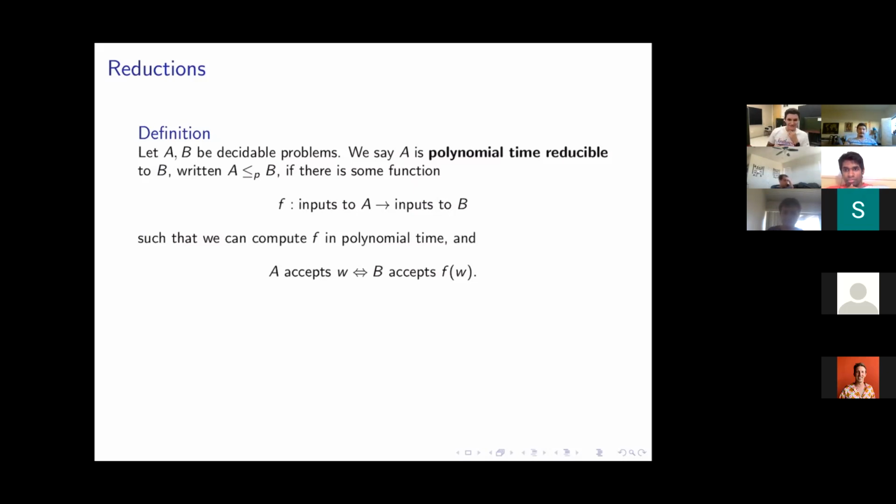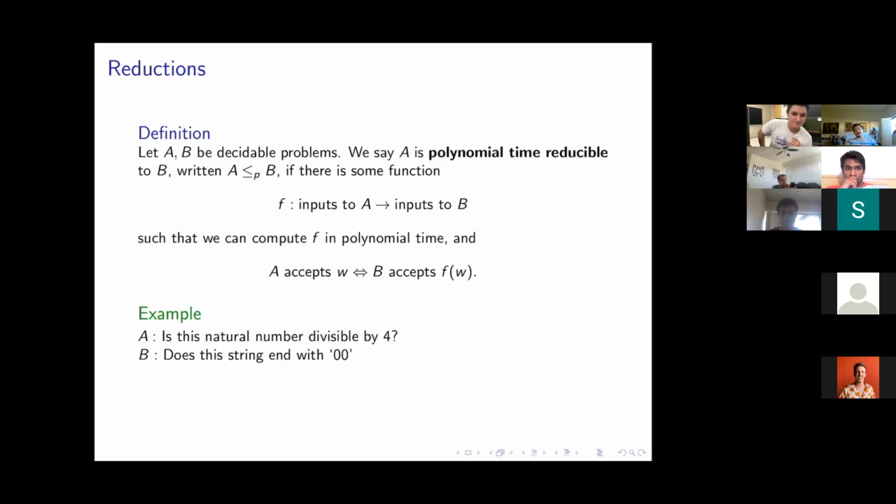And again, I know this is slightly hand wavy for a lot of you, but there are precise definitions for it. Intuitively, we want some polynomial time procedure for taking an input in A and spitting out an input in B, such that those outputs have the same membership in A and B. It might help to give an example here. Consider A the problem of, is this natural number divisible by 4? Not a super hard problem, but a decision problem nonetheless. And B is the problem, does this string end with 2 zeros?